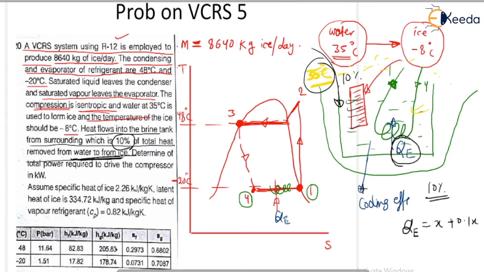Is it right now? So the value of QE which you are going to calculate, let us assume that it is X. Then the total heat extracted from this system is considered as X plus 0.1 X, that means 10% of that heat again. Is it right?